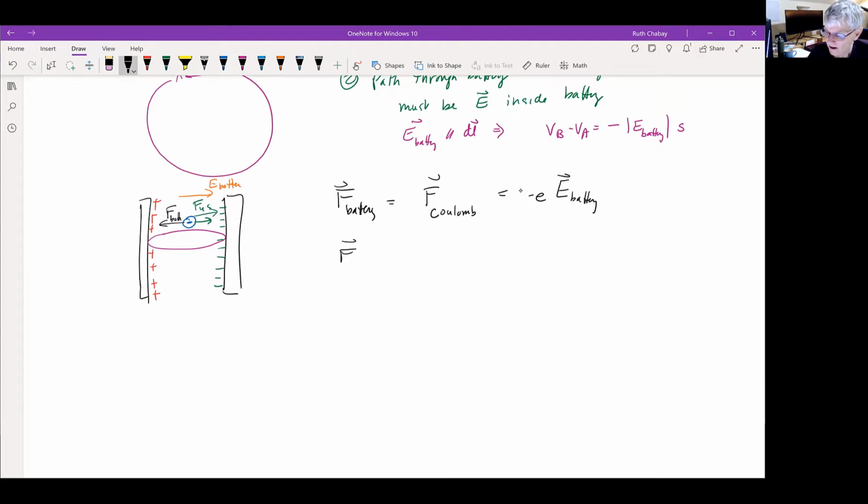And the force by us is a force due to something that's not the charges on the battery. So it's often called a non-Coulomb force, F in C, and that's going to be equal to minus E battery.